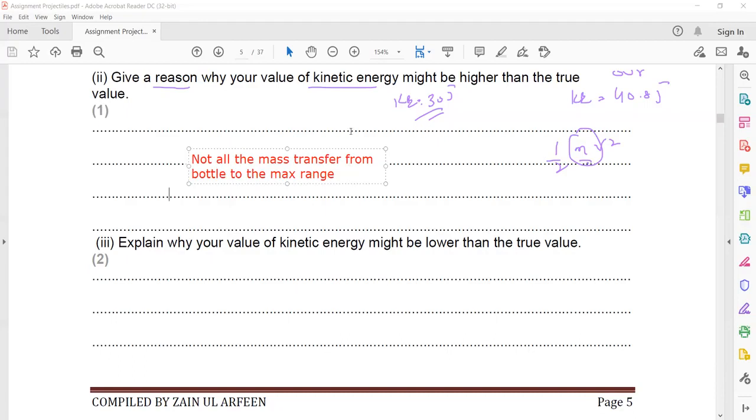And then they're saying explain why your value of kinetic energy might be lower than the true value. We calculated 40.8, but in practice it might be higher. How? When the liquid is coming out, we assume it is coming out at a speed of 7.5 meters per second. But the liquid might come out at a higher speed, maybe 15 or more. But when it reaches the bottle opening, the friction between the bottle and the liquid reduces the speed. So the liquid is coming out at a higher speed, but we are only getting 7.5. That's why our value will be lower than the true value.